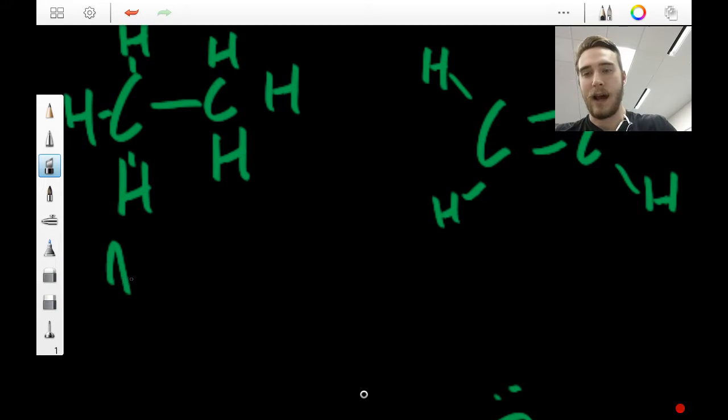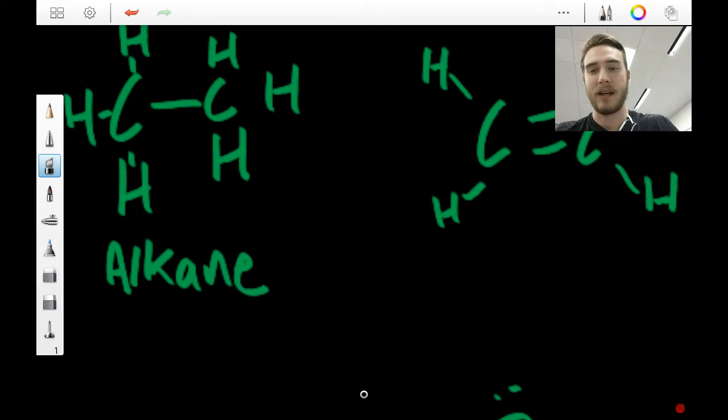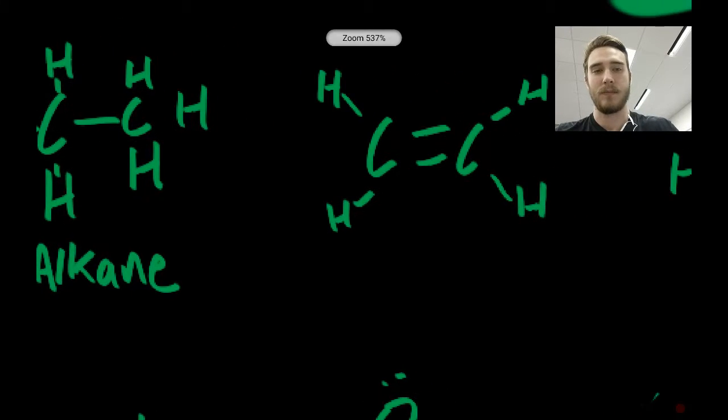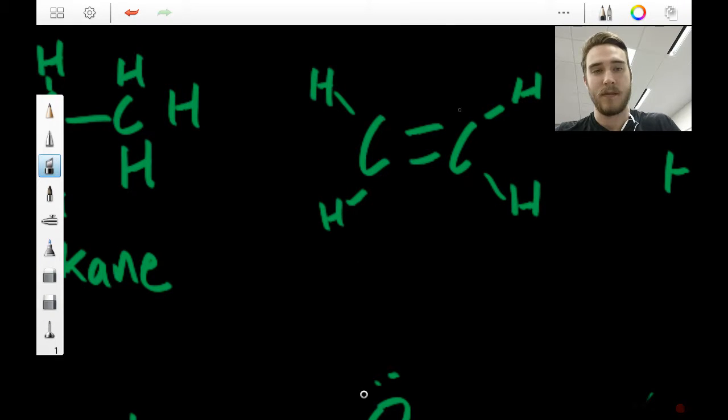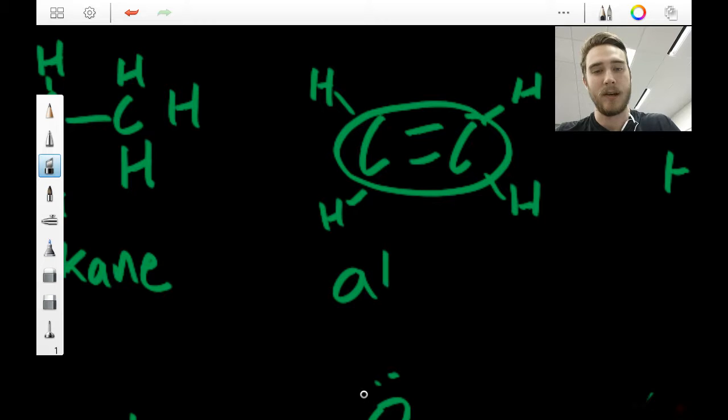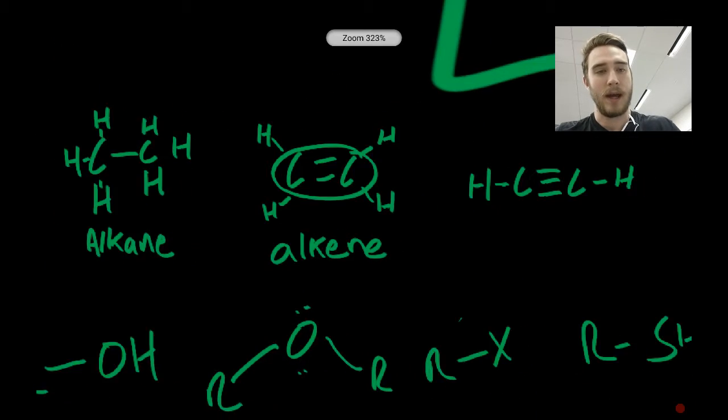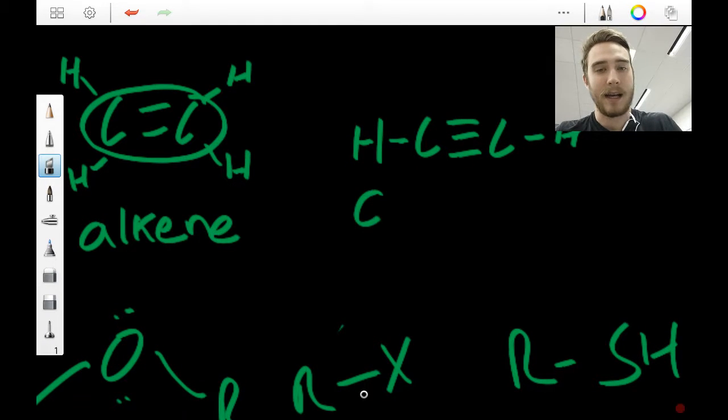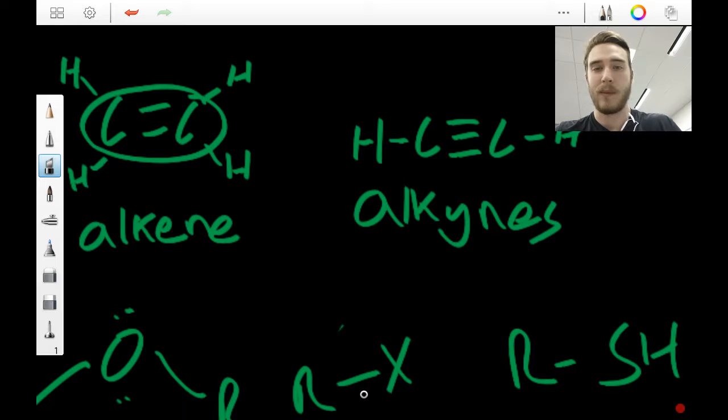This is an alkane, not necessarily a functional group, but an alkane is just a molecule that only has single bonds or sigma bonds. And we'll see what the difference is when we look at this molecule right here. This functional group, this is called an alkene. And finally we have alkynes right here. Okay, how can we remember the difference?